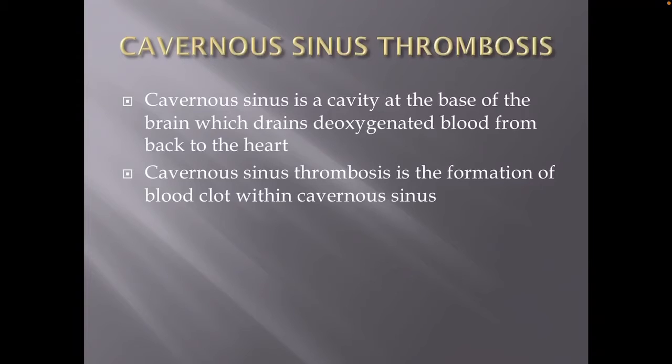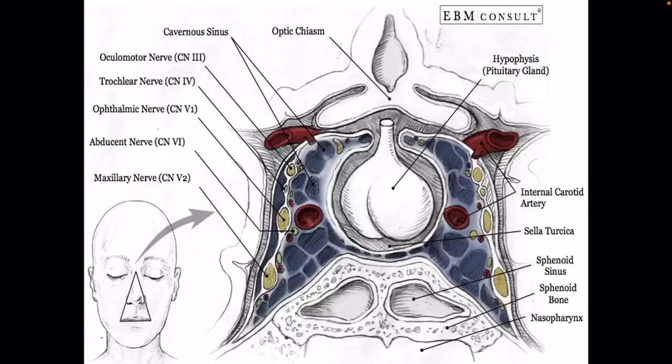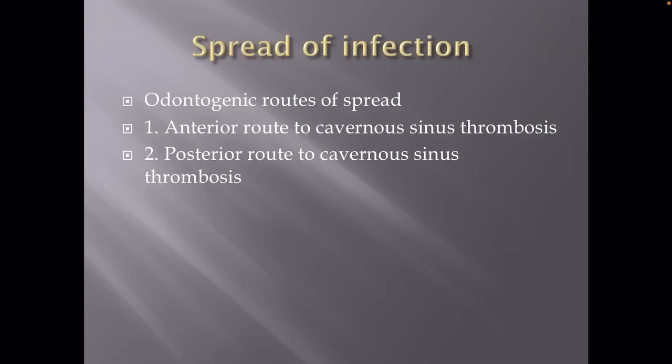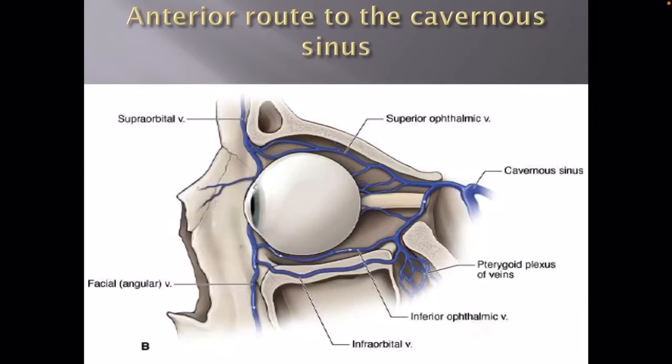Cavernous sinus thrombosis is the formation of a blood clot within the cavernous sinus. Spread of infection. Odontogenic route of spread: anterior route to cavernous sinus thrombosis, posterior route to cavernous sinus thrombosis. Anterior route to the cavernous sinus: when a maxillary odontogenic infection routes into the infraorbital vein in the infraorbital space or the inferior ophthalmic vein via the sinus, they can follow the common ophthalmic vein through the superior orbital fissure and extend directly into the cavernous sinus.